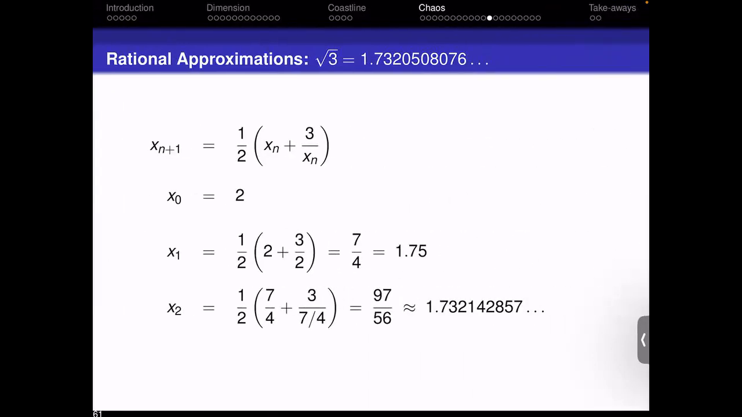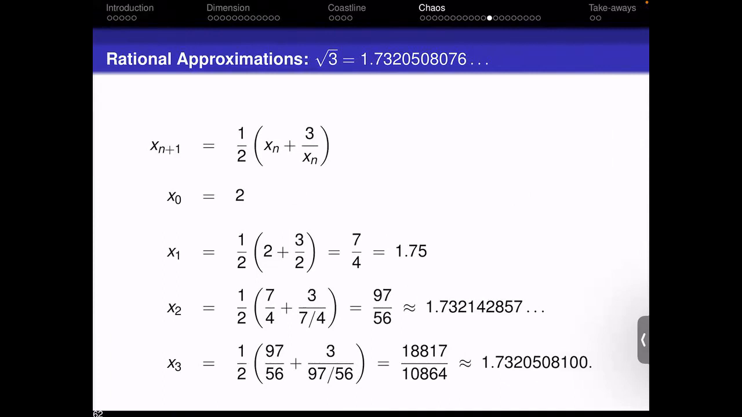Let's do the next guess. We put in 7/4, and when the algebra settles, we get 97/56. 1.73214 versus 1.73205. We're off by approximately 0.00009. That's not bad for 2 iterations. And it's not only that, but it's a rational number.